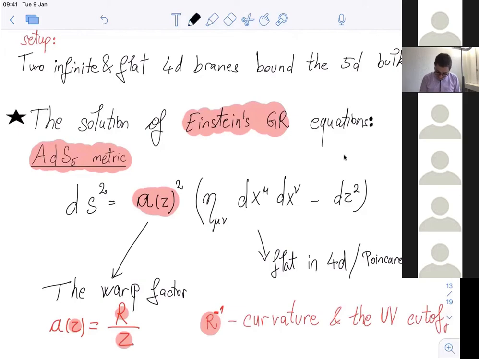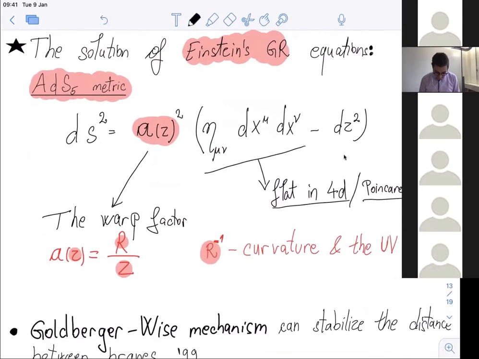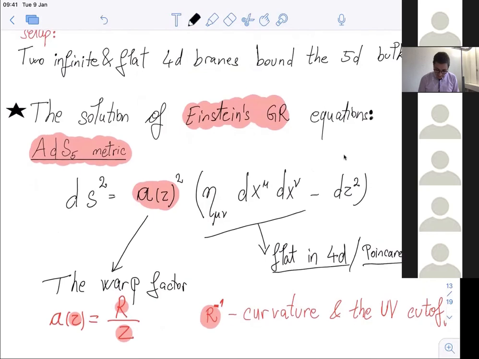And in this part here, you can see this flatness in 4D. So eta mu nu is just the flat metric. For each z, you have a 4D slice, and you have flat space. And therefore you can realize Poincare invariance. So that is how the space looks like. There is a bulk, and then there are these two branes.